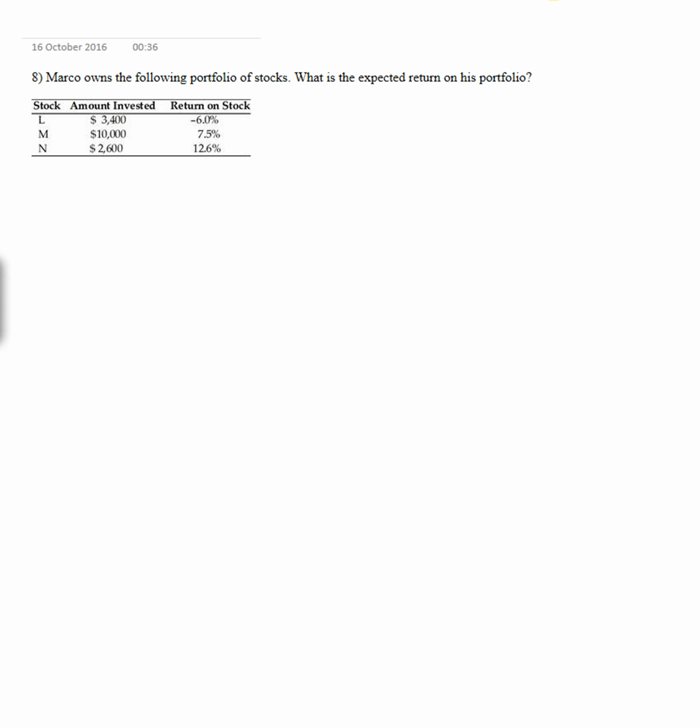This is, I think, 38, not 8. It's missing 3 here. So let's read it. Marco owns the following portfolio of stocks. What is the expected return on his portfolio? Well, it's an easy one again.